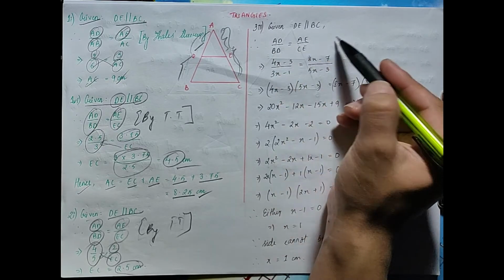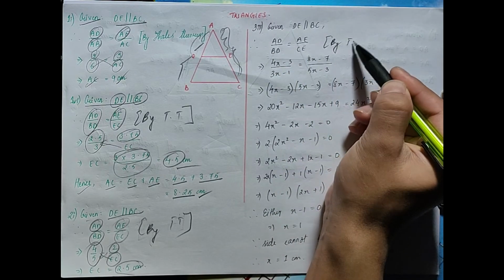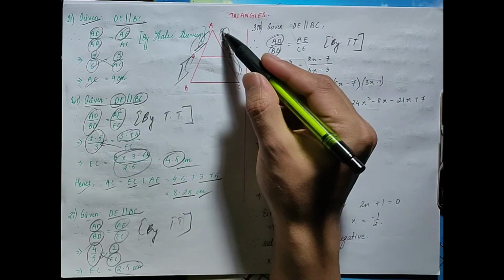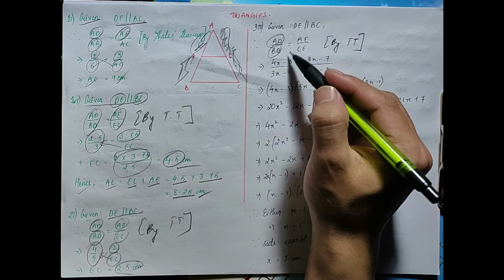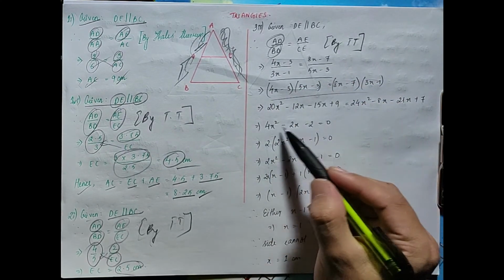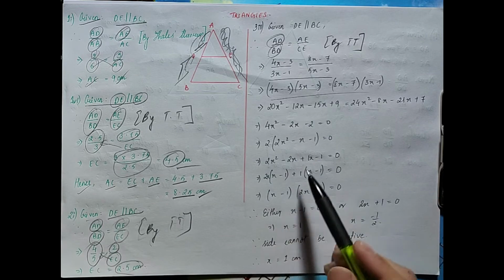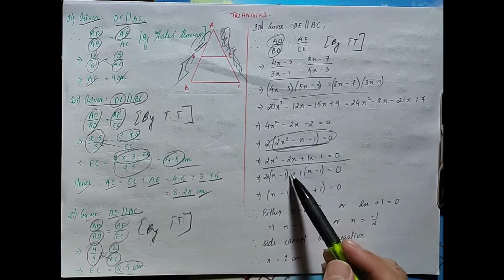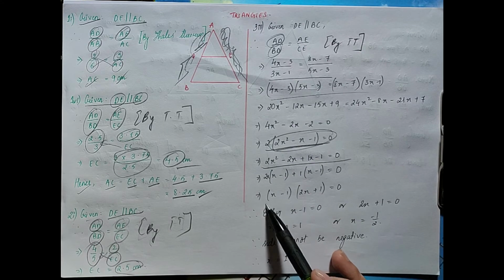So by Thales theorem, AD by BD is equal to AE by CE. Now if you substitute all the values, you get this. You cross multiply, you get this. And if you solve till here, you'll get this. Now you middle term factorize, so you'll basically get this.